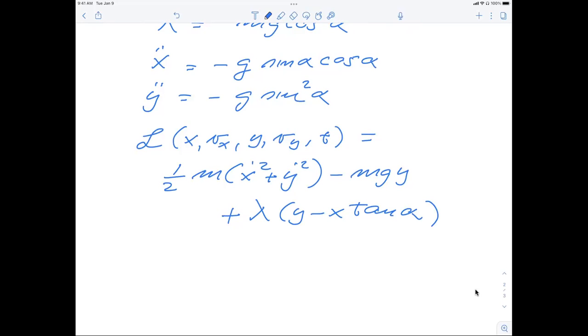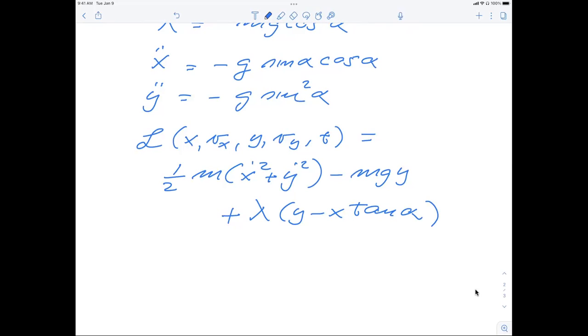Now, what we are going to discuss a little bit more in detail is how we can introduce such a function with this variable lambda. This variable lambda is called a Lagrange multiplier, and it reflects the fact that x and y are no longer independent variables.